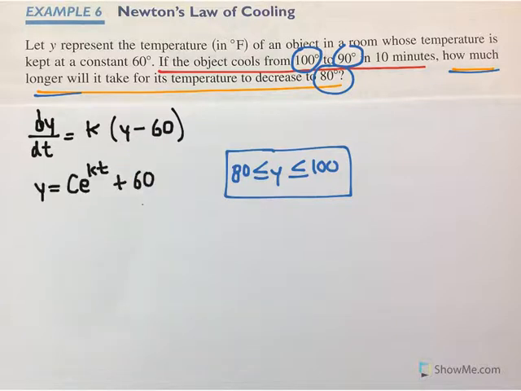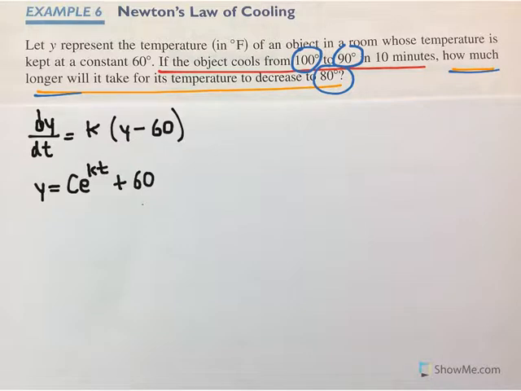So what do we have to do next? The next thing that we have to do is to find the particular solution that will fit the given information in this problem, and then finally to use that particular solution, which is the model for the problem, to answer the question. So what is the given data in this problem that will help us to find the particular solution?